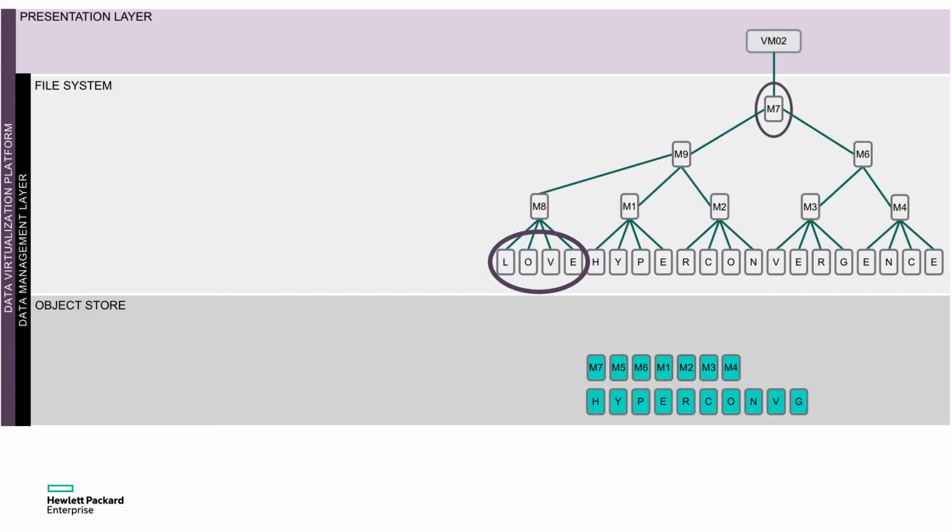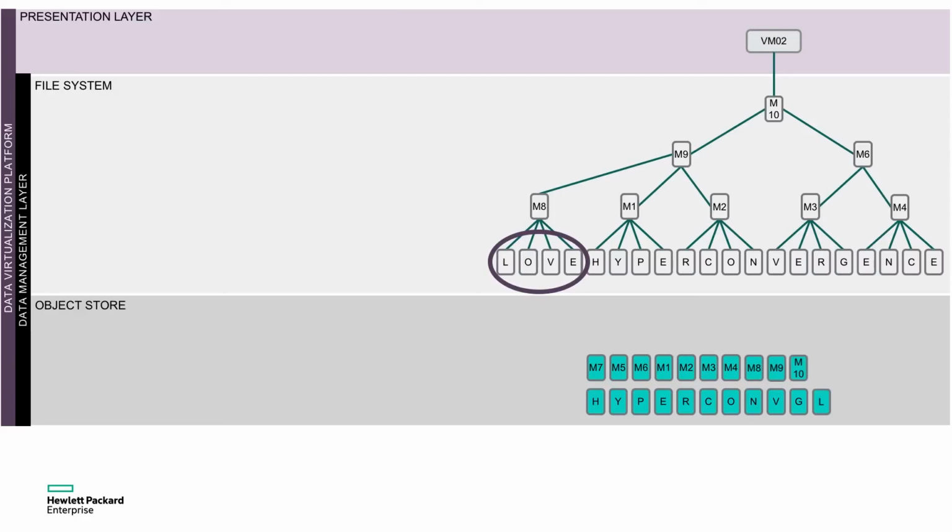In the same way, the structure below M7 has changed too. So it changes from M7 to M10. This is a key component of how the data virtualization platform is able to track and migrate data so efficiently. Now we need to only store unique pieces of data and metadata. So we'll see only L, M8, M9, and M10 need to be added to the object store. O, V, and E already exist in the object store, so they are not written.